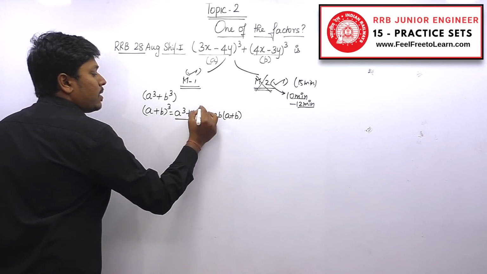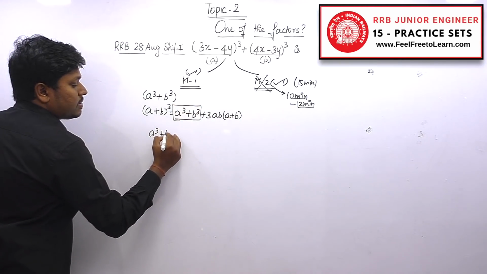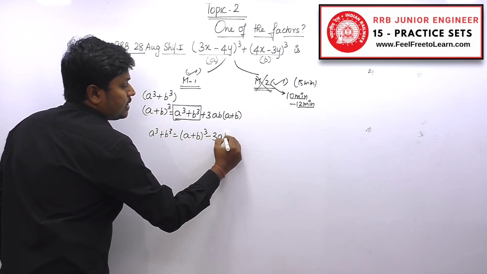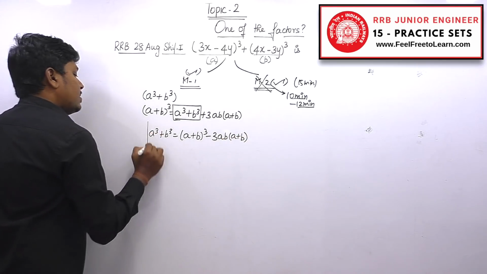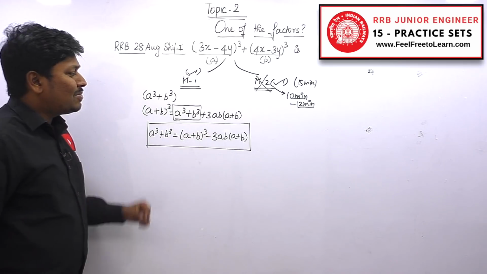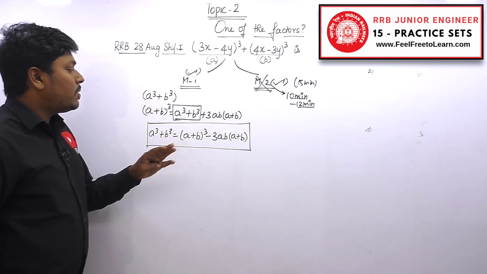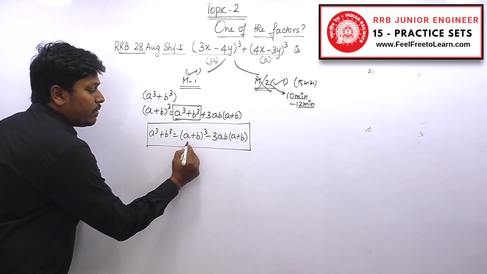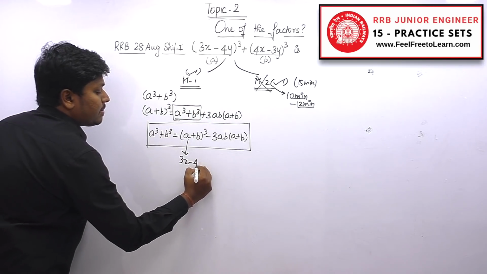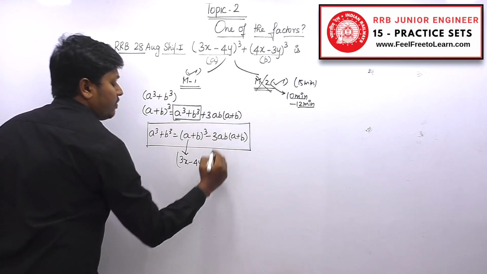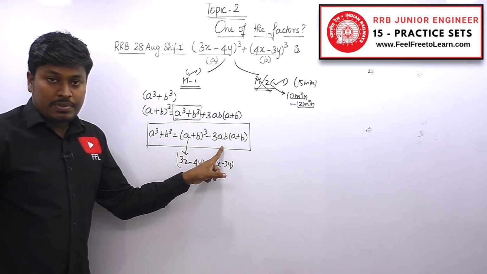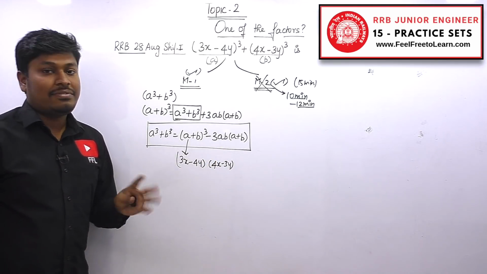Our target is to find a cube plus b cube. So a cube plus b cube is equal to (a plus b) the whole cube minus 3ab into (a plus b). That's it. If you apply this formula to the above question, you can easily crack the answer within 1 or 2 minutes. Definitely it won't take more than 2 minutes, because you know the value of a, right? Just now I told you the complete term will be the value of a. So the value of a will be 3x minus 4y. What about the value of b? The value of b will be 4x minus 3y. That's it. You need to substitute all the values here and simplify it. You will easily get the factors.